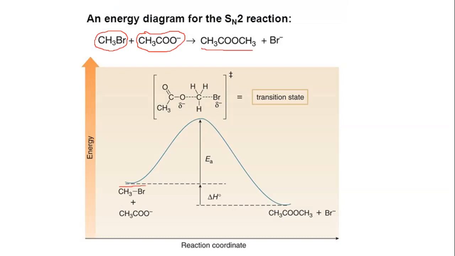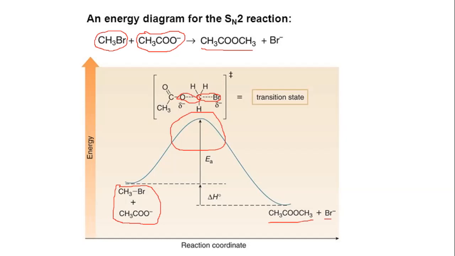SN2 is a concerted reaction, so both reactants are involved in the rate determining step. The carbon-bromine bond gets longer and the carbon-oxygen bond gets shorter. That's what's occurring at the transition state. Notice there's only one activation energy for an SN2 reaction. And then you form your products, in this case the ester and the bromide ion.